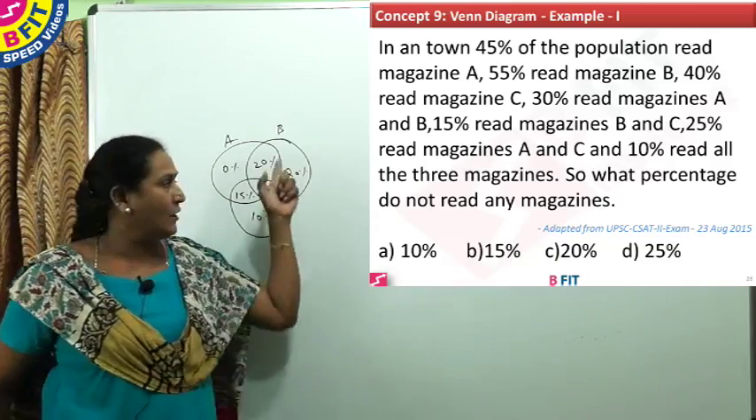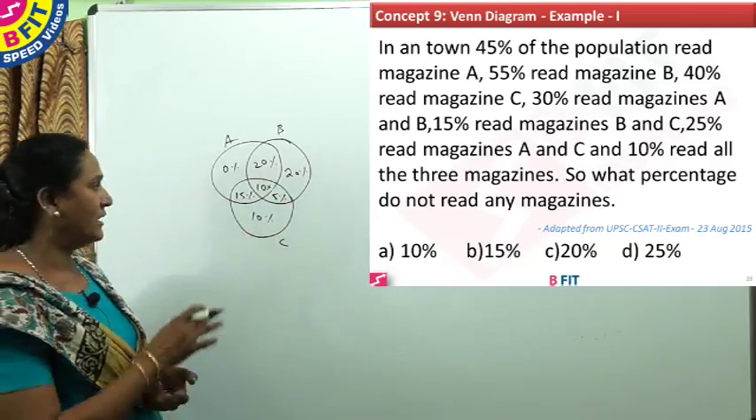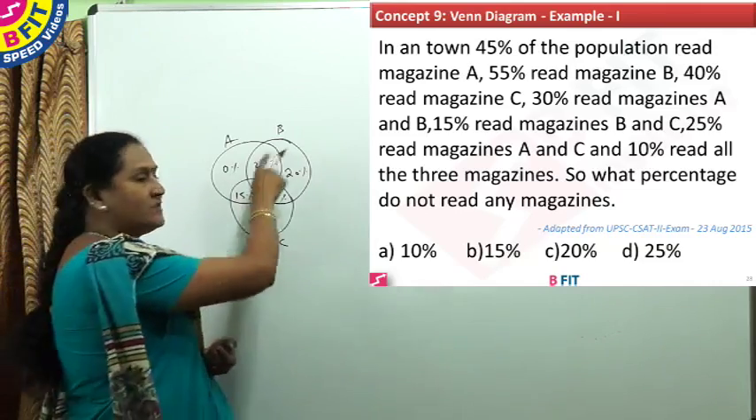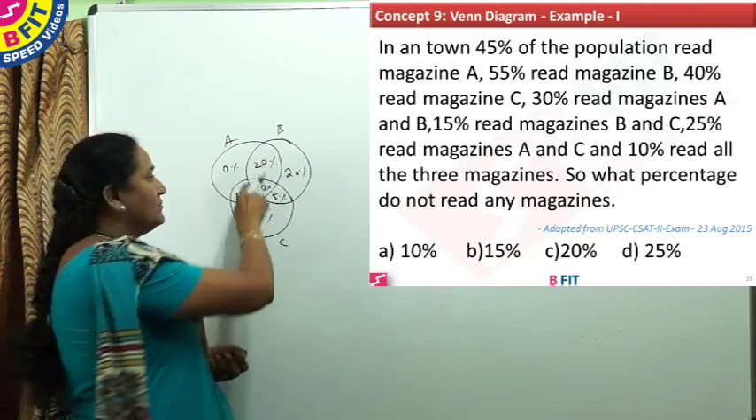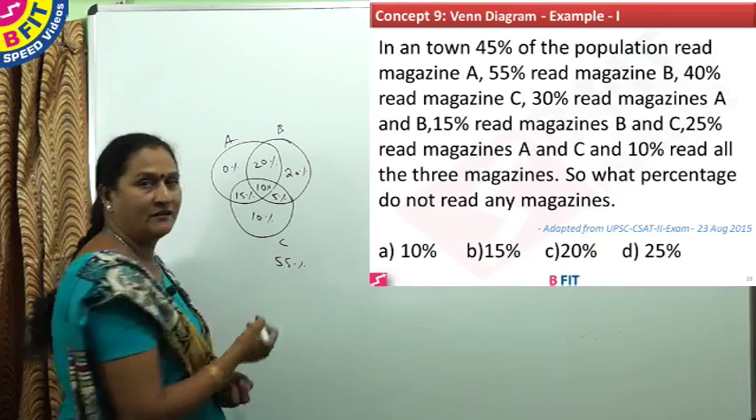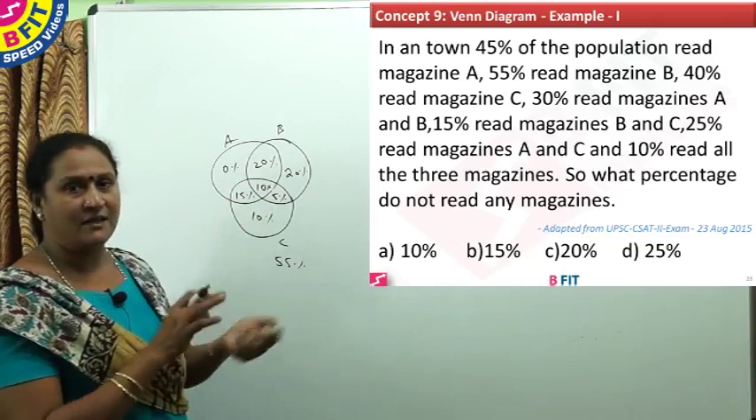Now we have to add all the values and subtract it from 100. But instead of adding all the values, we can take any one circle detail. So what is B circle value? It is given as 55%. So actually when you add, you will get the same 55.